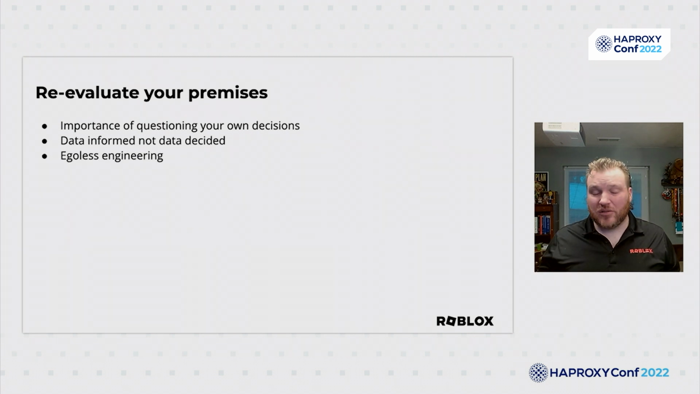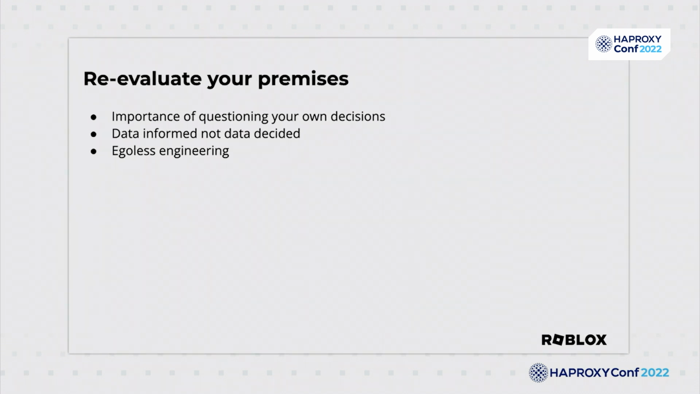I call this egoless engineering. We may have made a decision before, but we need to take ourselves out of the equation and allow the data to help us make the next decision. Now, I mentioned data informed at the beginning of my talk. I do feel like there are other things that go into why you make a decision, and it's not just performance. However, that can indicate why you would be making that decision. So that's just an important distinction.